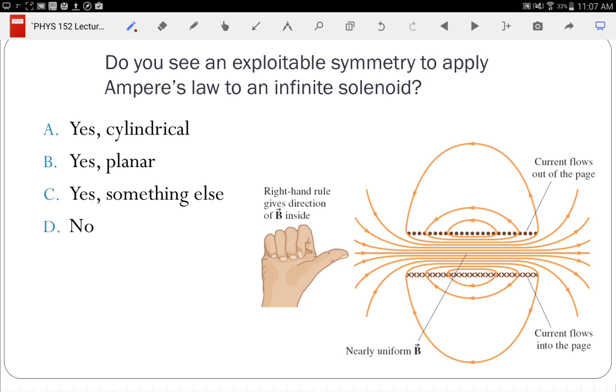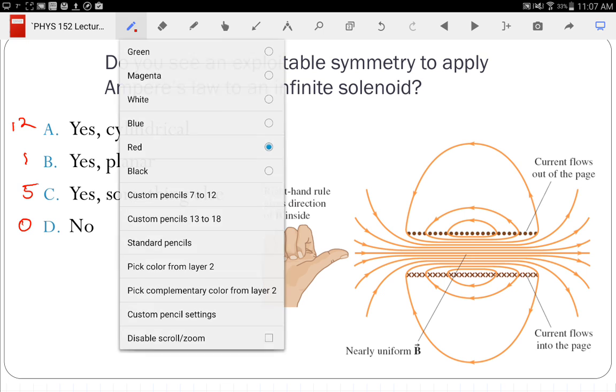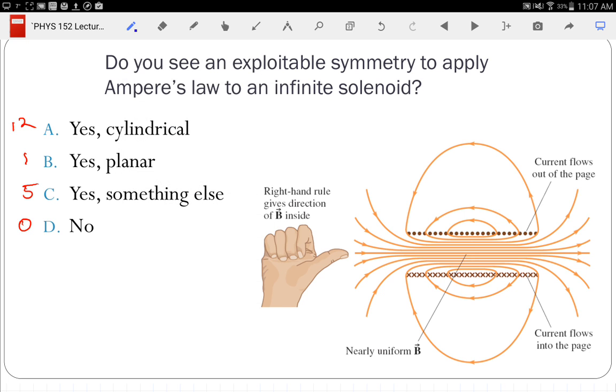Okay. We had 12 people that said yes, cylindrical. 1 that said yes, planar. 5 that said yes, something else. And nobody said no. I would have expected, what would I have expected? 7 people to say this answer, because it's the correct answer and it's what we did in class yesterday with 7 people.